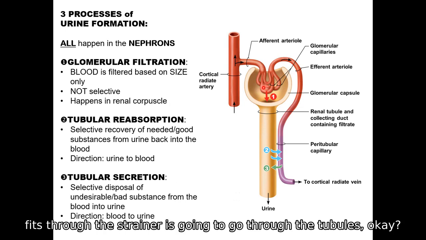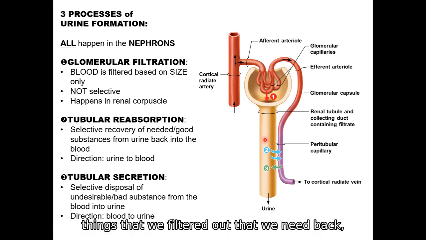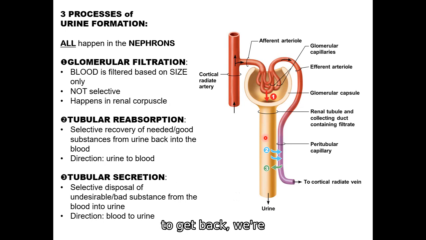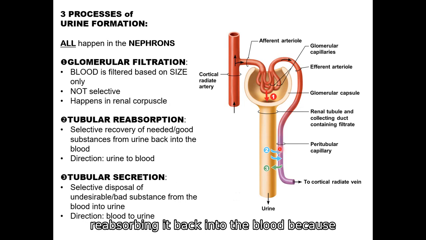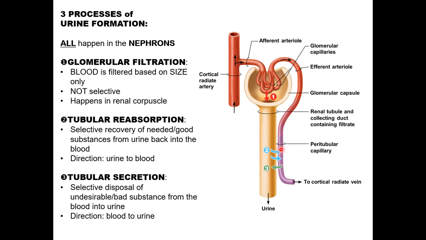And then anything that fits through the strainer is going to go through the tubules, okay? And so what's going to happen in these tubules, things that we filtered out that we need back, like nutrients and sodium, some of our electrolytes that we want to get back, we're going to reabsorb. So that's called tubular reabsorption, and we're reabsorbing it back into the blood because that's where it was in the first place, right? Because we filter blood.